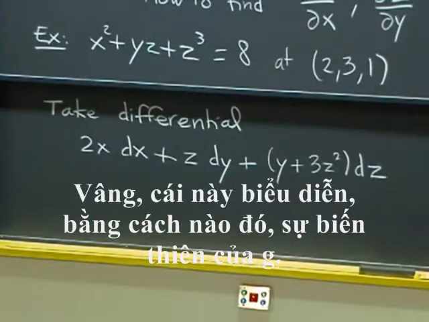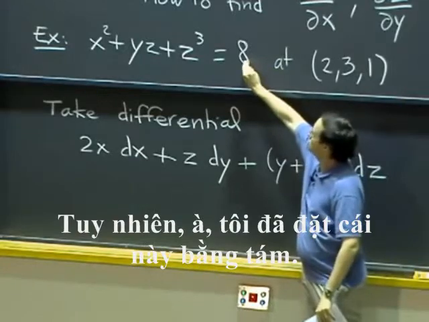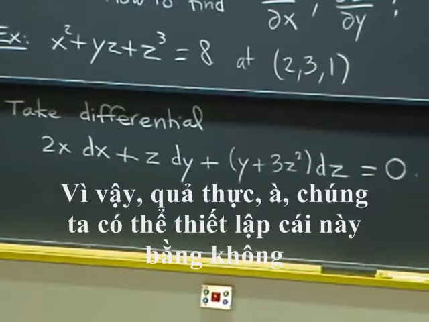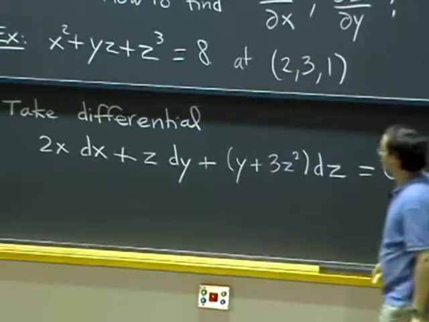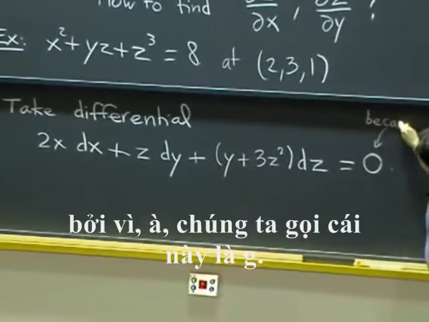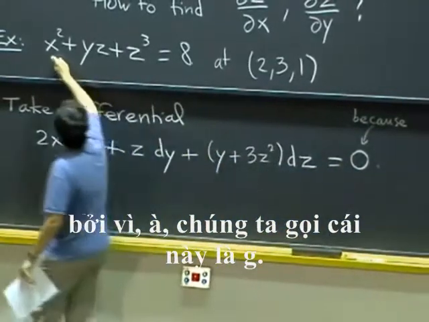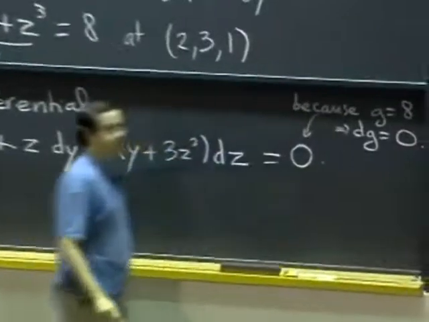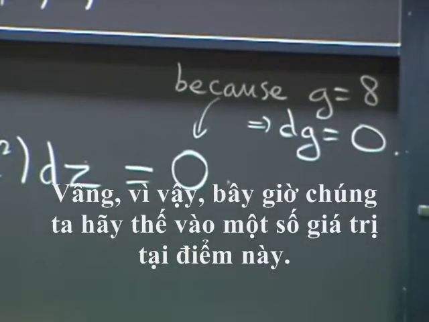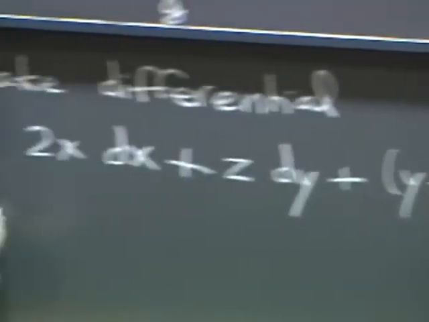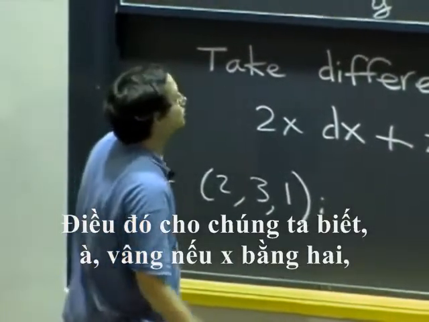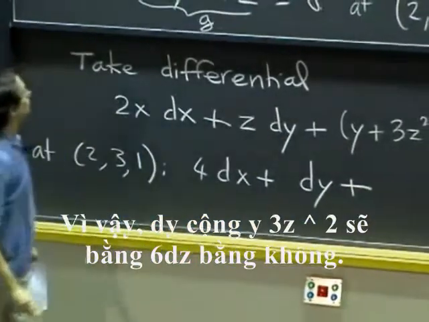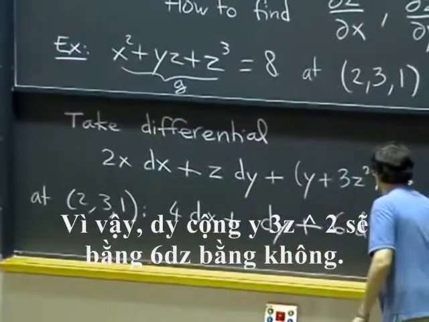Well, this represents somehow variations of G. But, well, I've set this thing equal to 8. And 8 is a constant. So it doesn't change. So, in fact, well, we can set this to 0. Okay? Because, well, if I call this G, then G equals 8 is constant. That means we set dG equal to 0. Okay. So now let's just plug in some values at this point. That tells us, well, so if x equals 2, that's 4 dx, plus z is 1, so dy, plus y, which is 3, plus 3z squared, which should be 6, dz equals 0.